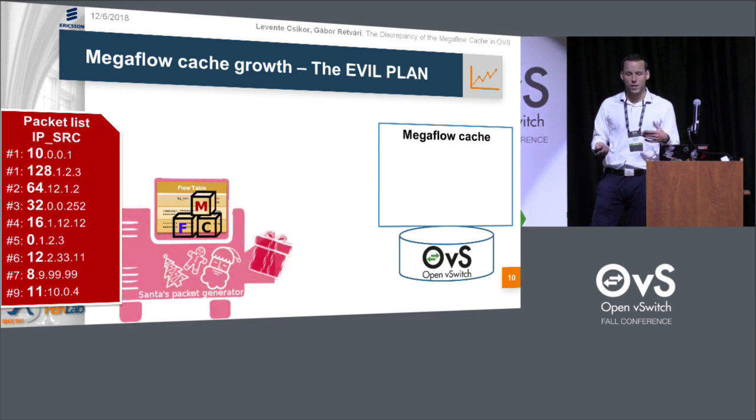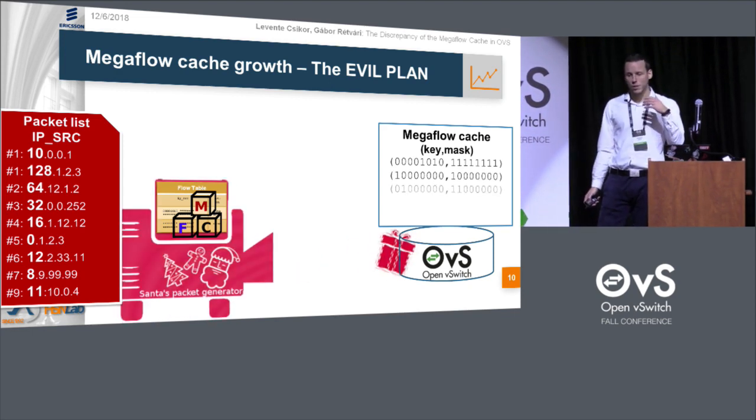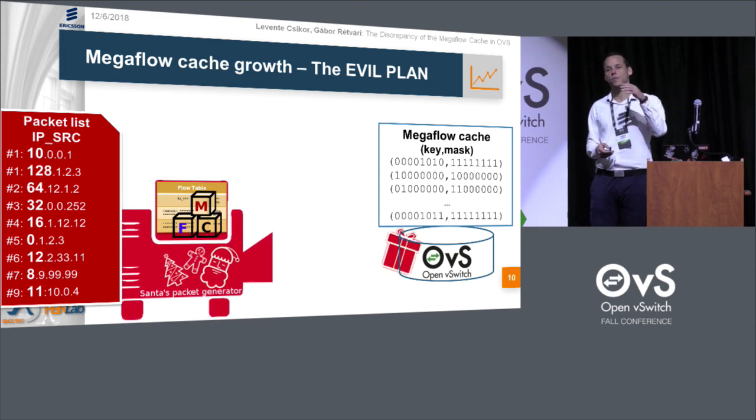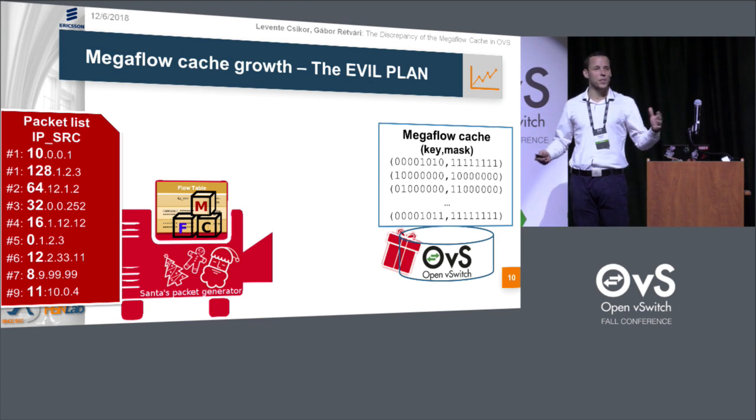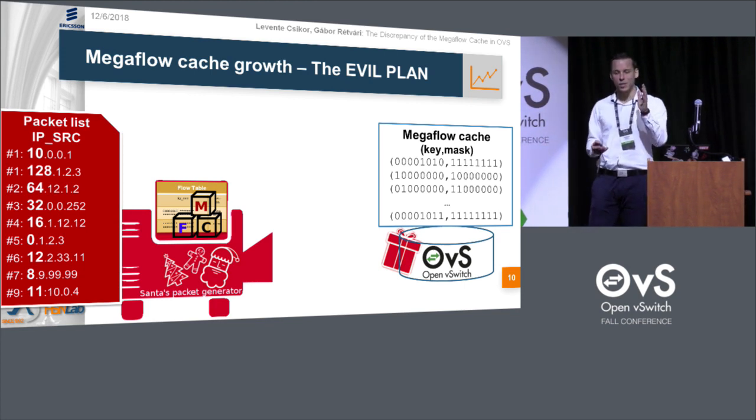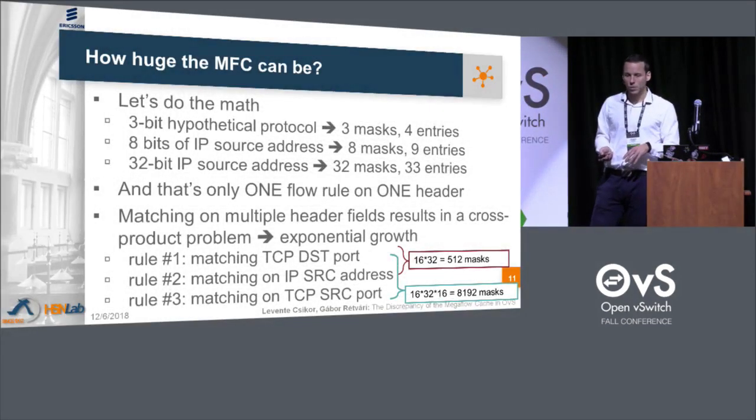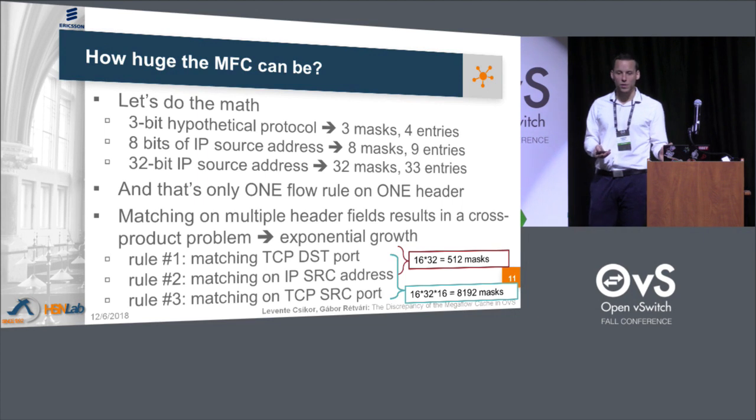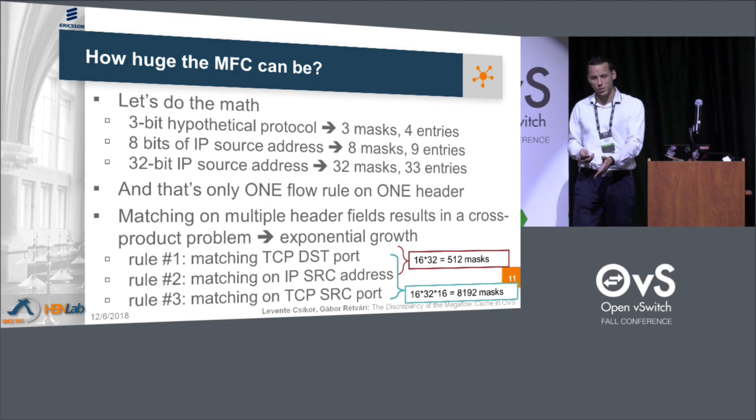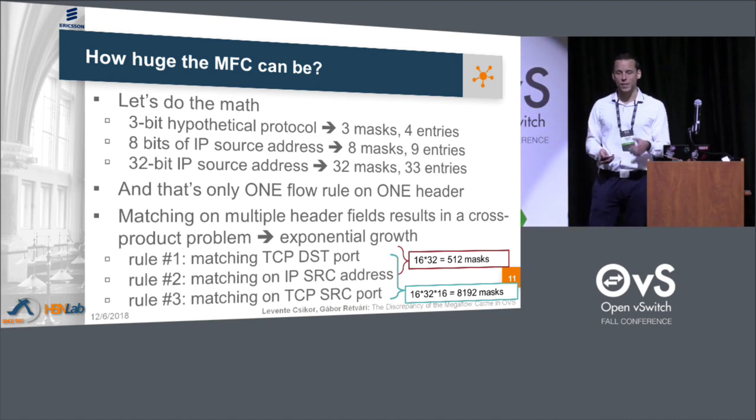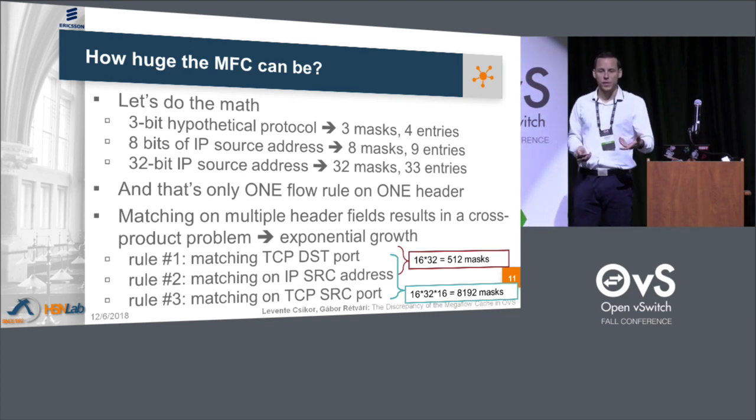According to this, I can just feed these Christmas packets into the switch, which will result in that specific number of entries in the Megaflow cache. I don't need to generate all possible packets you can imagine if I know how the bits and wildcards are handled in the system itself. So let's do the math. For 3-bit protocols, we see 3 masks and 4 entries. For 8 bits, we got 8 masks. For 32 bits, we got 32 masks and 33 entries. And that's only one flow rule on one header field, so it's the corner case of the corner cases, right?